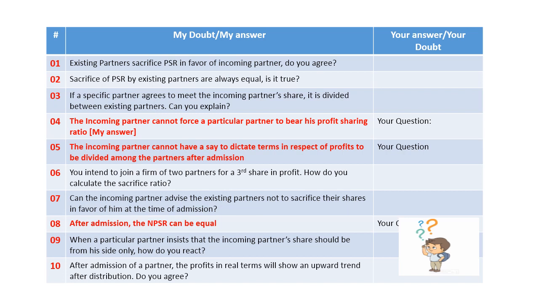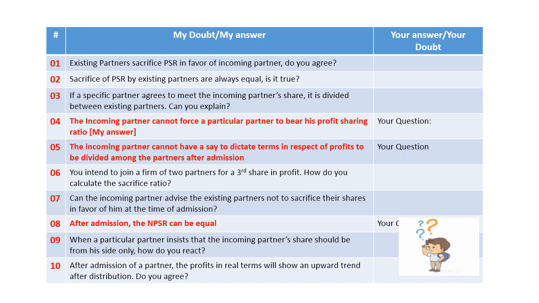If specific partners agree to meet the incoming partner's share, it is divided between the existing partners. Do you agree? Your answer. My answer. The incoming partner cannot force a particular partner. Your question. The incoming partner cannot have a say to dictate terms. Your question. You intend to join a firm of two partners for a third share. How do you treat? My question, your answer.